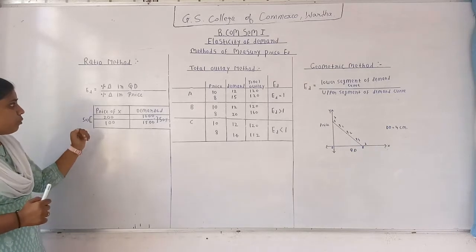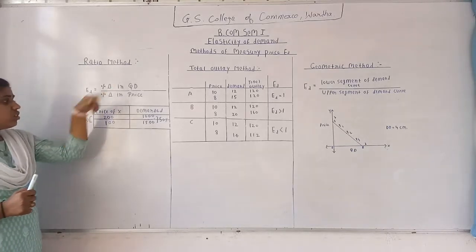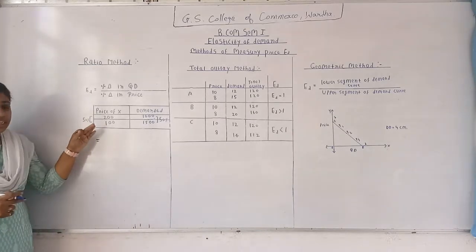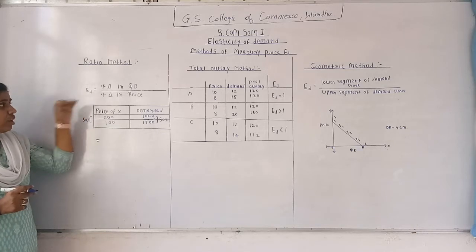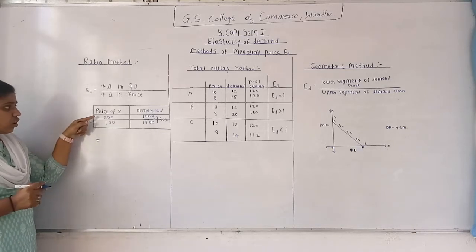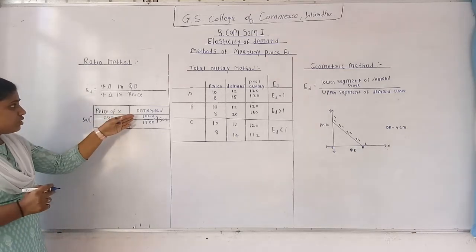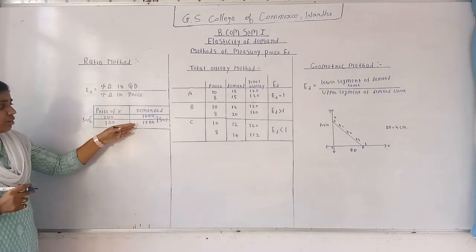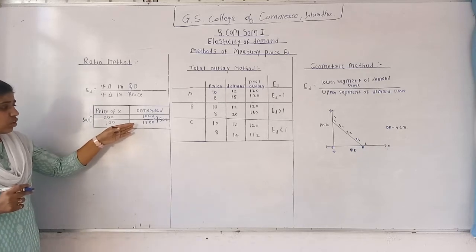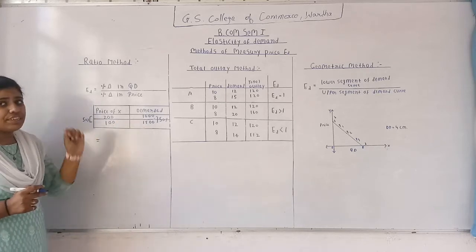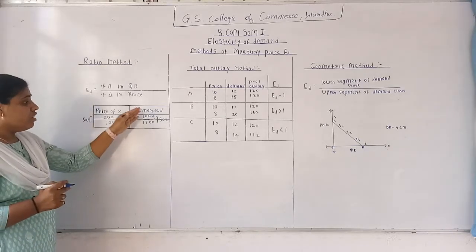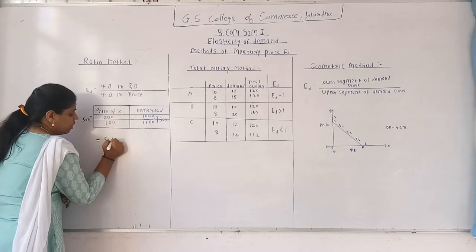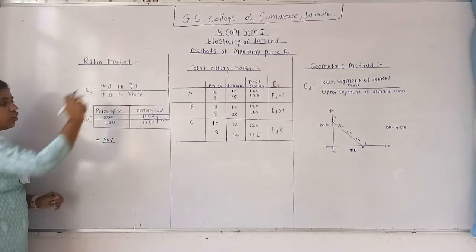The formula is percentage change in quantity demanded. How much change is there in quantity demanded? We have to calculate it in terms of percentage. The original quantity demanded is 1000 units, and due to the reduction in price there is an increase of 500 units, so the quantity demanded has become 1500 units. This means there is an increase of 50% in quantity demanded. So we put 50% in place of percentage change in quantity demanded.